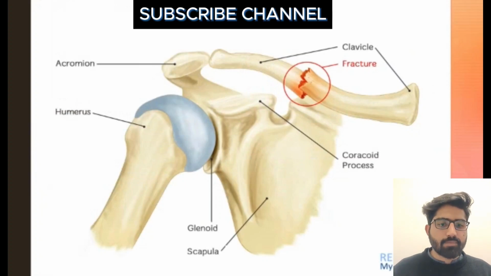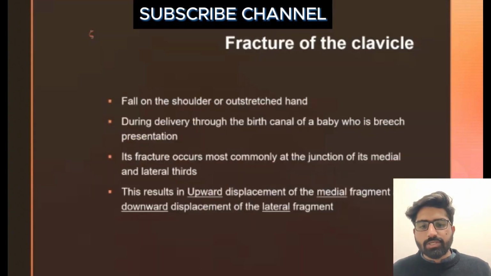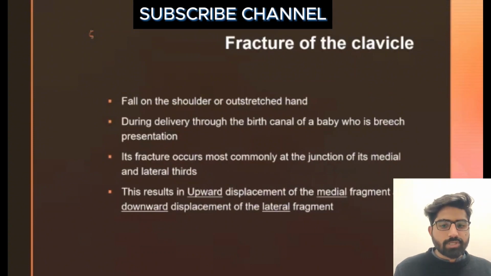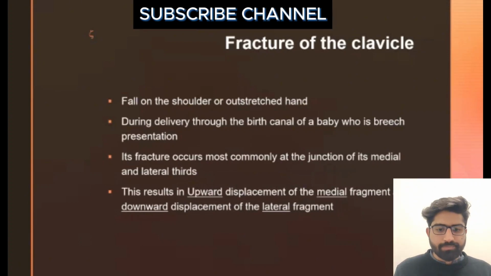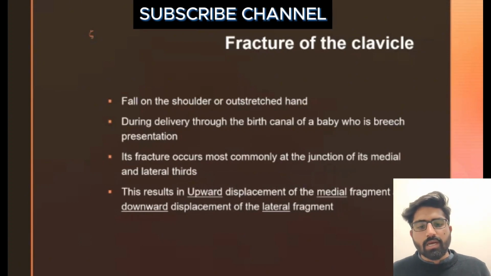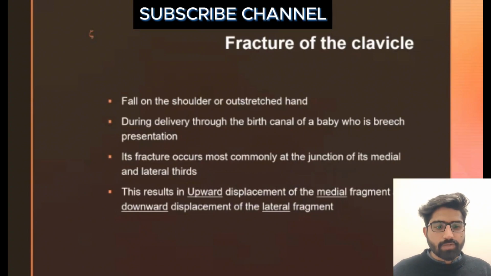Clavicle fracture. This is the most common area where the clavicle gets fractured. It is fractured due to a fall on the shoulder or outstretched hand, and it can also be fractured during delivery through the birth canal of the baby during breech presentation. The fracture occurs most commonly at the junction of the medial and lateral thirds. This results in upward displacement of the medial fragment and downward displacement of the lateral fragment.